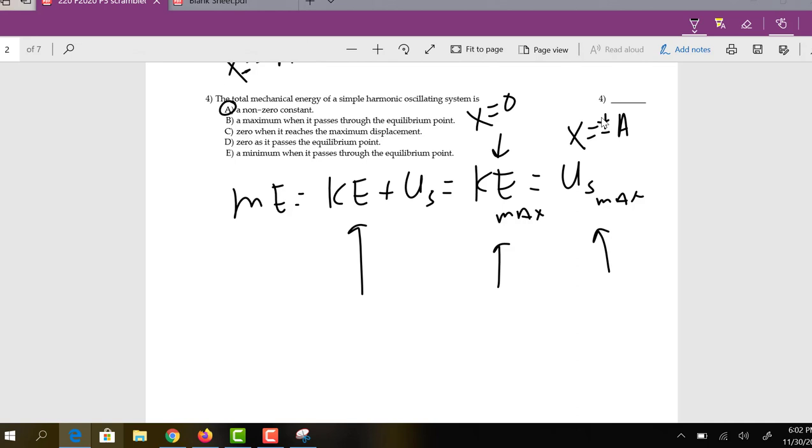Maximum when it, no, not maximum, it stays the same the whole time. 0, nope, it's not 0. When it reaches maximum displacement, C, that's when the kinetic energy is 0. That's not where the mechanical energy is 0.